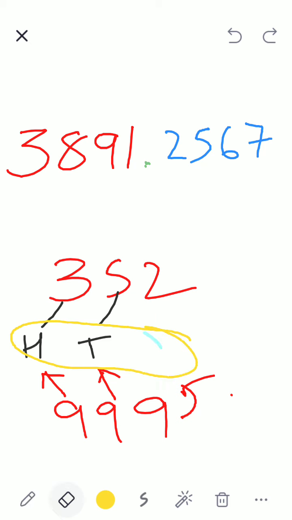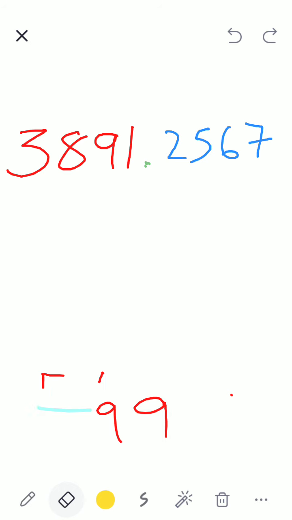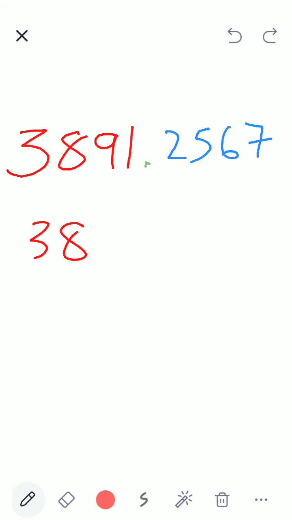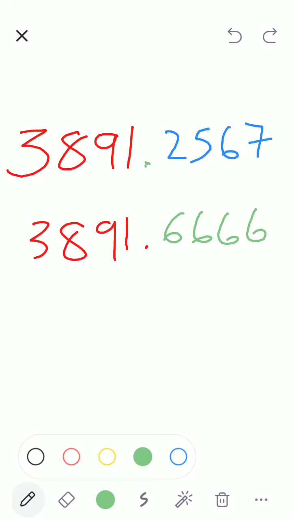Similarly, if I have decimals, whether recurring, non-recurring, whatever, place values will remain the same. Whether I have 3891.2567 or 3891.6666, it doesn't matter. The place value won't change. The value of the number is changing, but the place value is the same. So let us first understand.